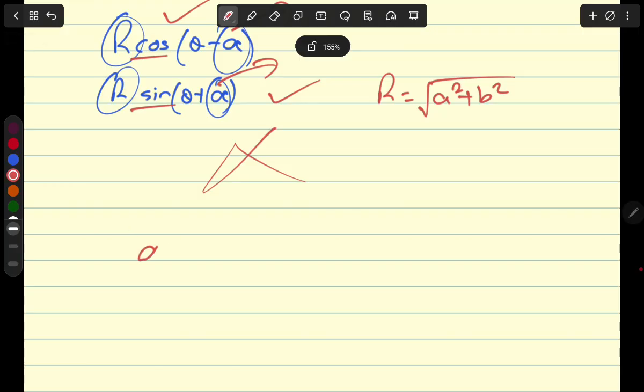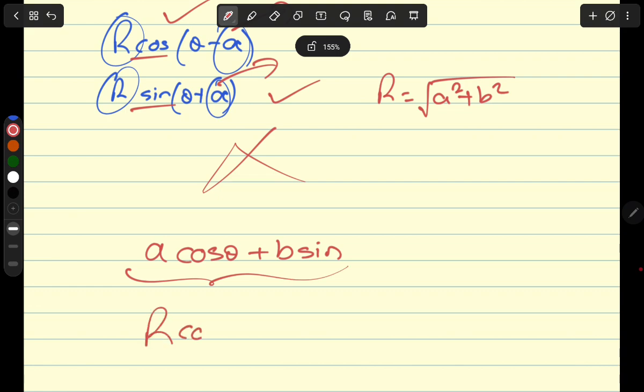Now, let me write down a cos theta plus b sin theta. Now this a is different from this alpha, okay? Our goal is to turn this into one single cosine function. I want to look at it like this: r cos(theta plus or minus alpha), okay? So this is a and this is alpha, so there's a distinction. A is like this, alpha is like this. All right, so let's derive it ourselves.